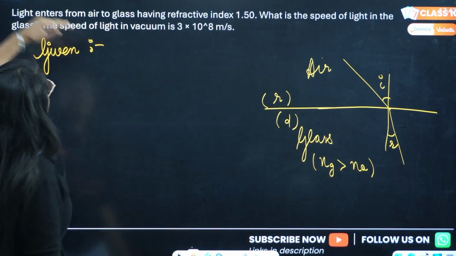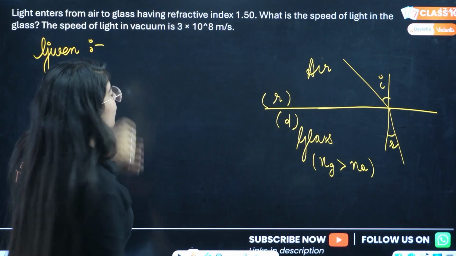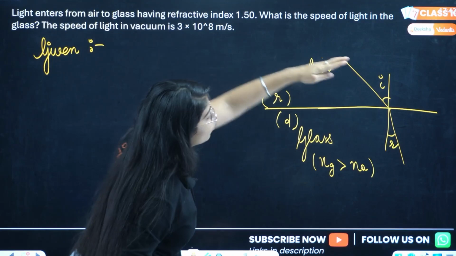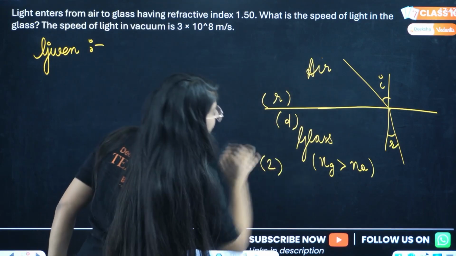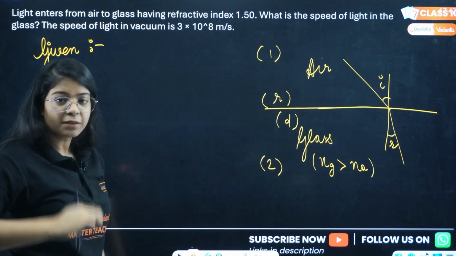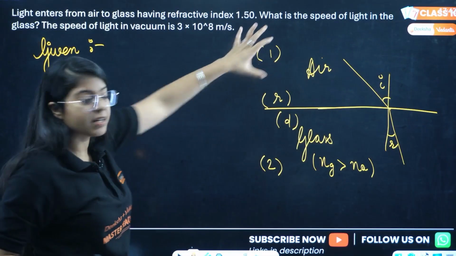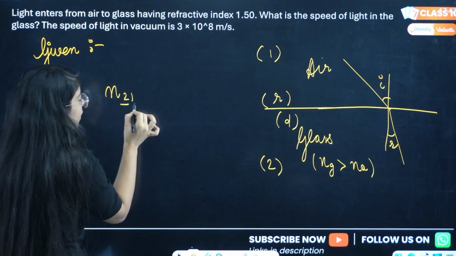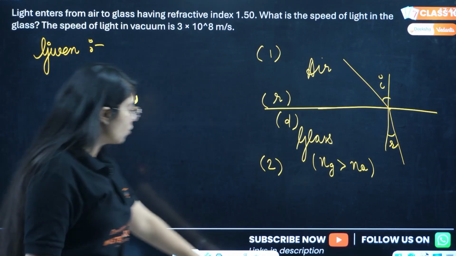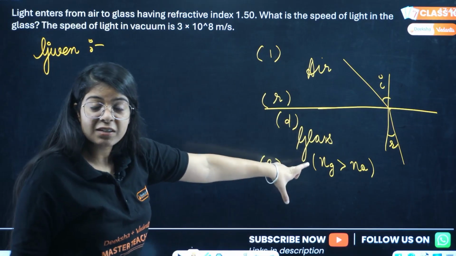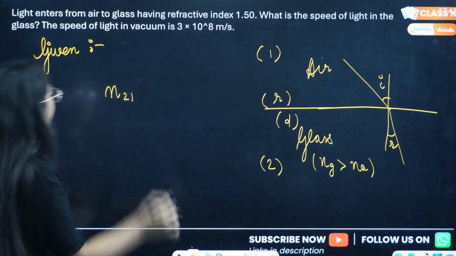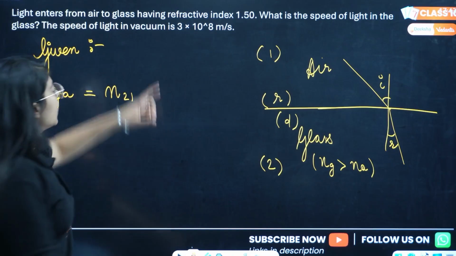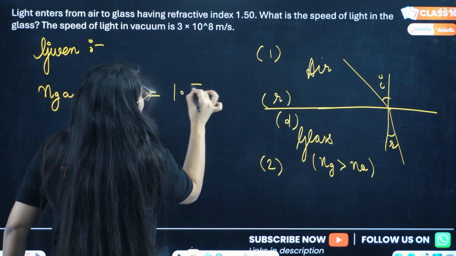Done. So, light enters from air to glass having refractive index 1.5. Now, listen very carefully. When they say light enters from air to glass, that means glass is the second medium, air is the first medium. Done. Now, whenever this kind of value is given, you always have to write N21, where the light is going from where the light is entering. So, this means the refractive index of glass with respect to air. Done. Now, its value is given as 1.5.